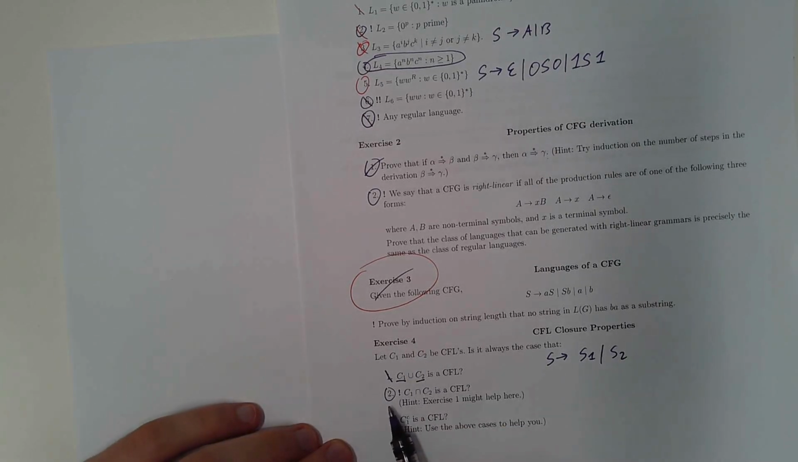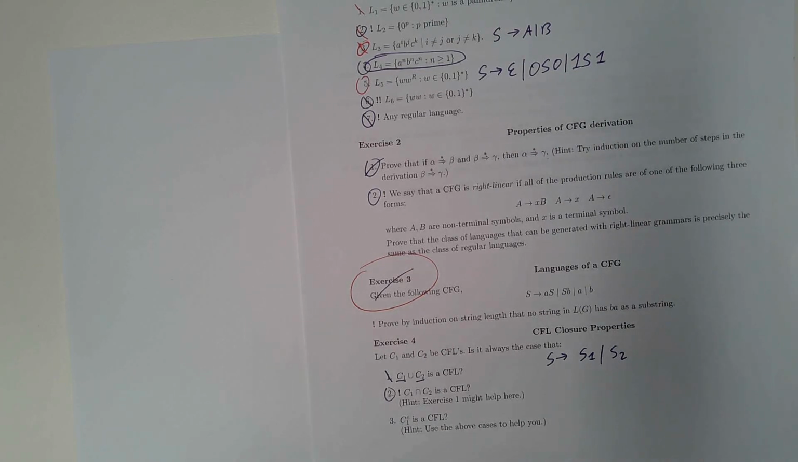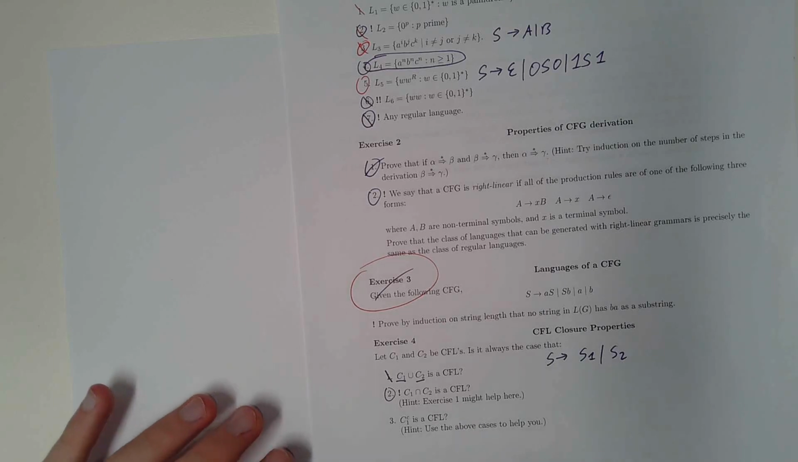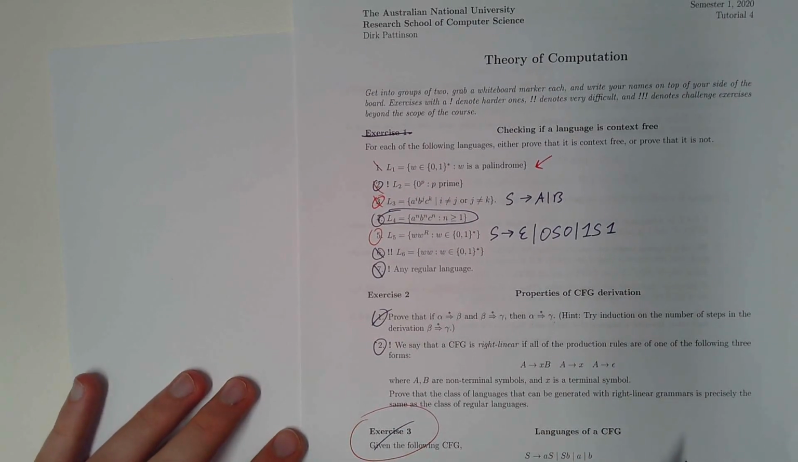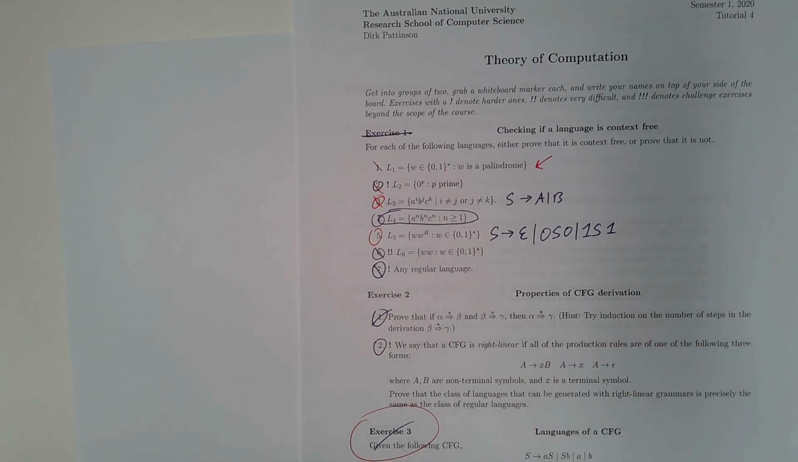So exercise 4.2, we're trying to prove whether the intersection of two context-free languages is context-free. And the hint tells us to have a look at exercise 1. And the idea is we're going to pick one of the languages in exercise 1 that is not context-free and try and build it out of the intersection of two things that are context-free.